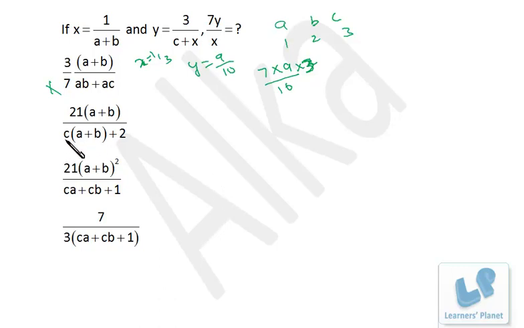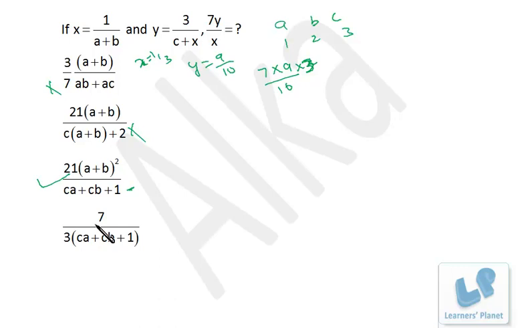Then in this case, C into A plus B plus 2, right? So C is what? 3, 3 into 3, 9 plus 2, 11. So once again, wrong. Here it's 9 plus 1, 10, the same thing is there. So the denominator is correct. Now let's see the numerator, A plus B whole square, 21 into A plus B, that's 3 square. So 21 into 9. So this is the correct option.